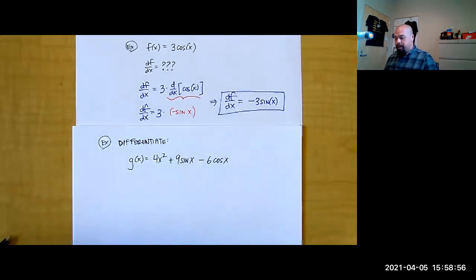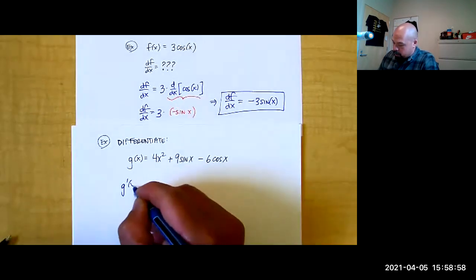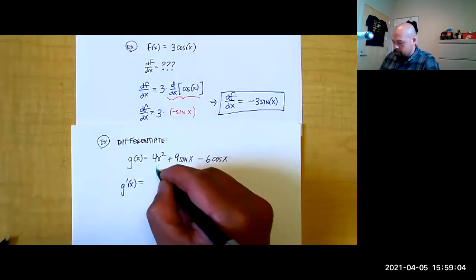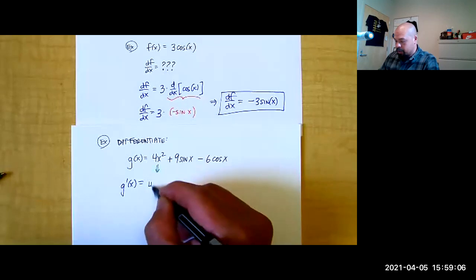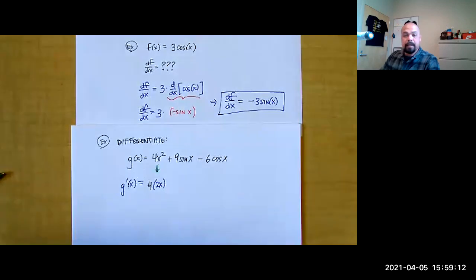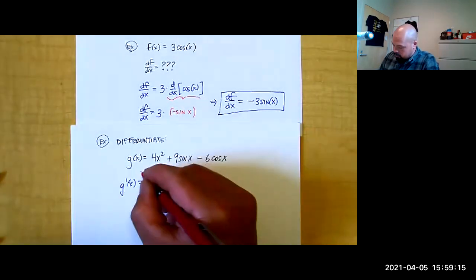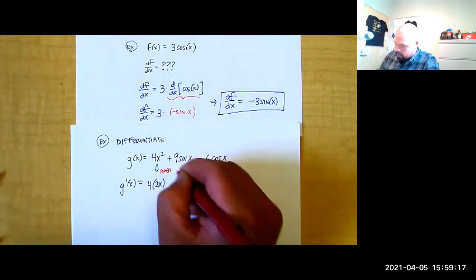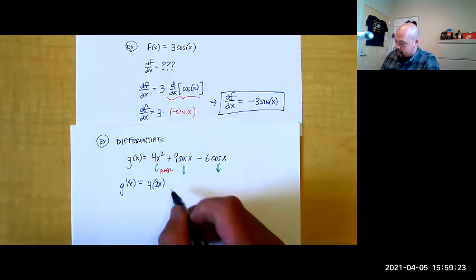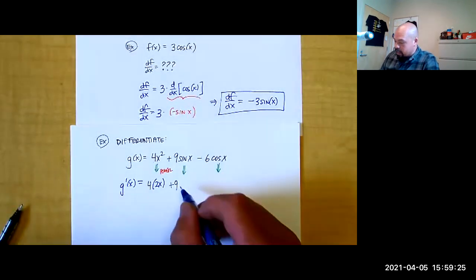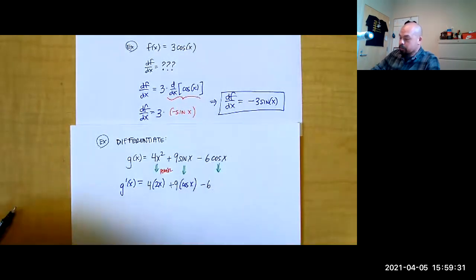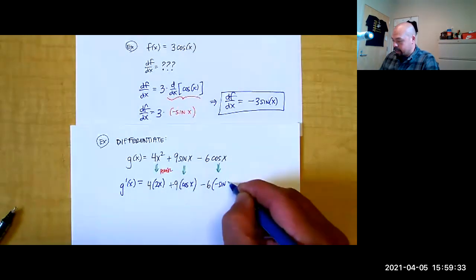But if I want to differentiate here, g prime of x is equal to, and just going down the set of terms here, right? My coefficient 4 stays. The derivative of x squared is 2x, that power rule. And then now with our 2 trig functions, plus 9 sticks around, the derivative of the sine is cosine x, the minus 6 stays, derivative of the cosine, negative sine of x.